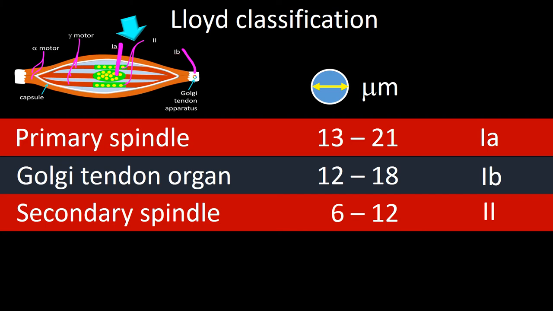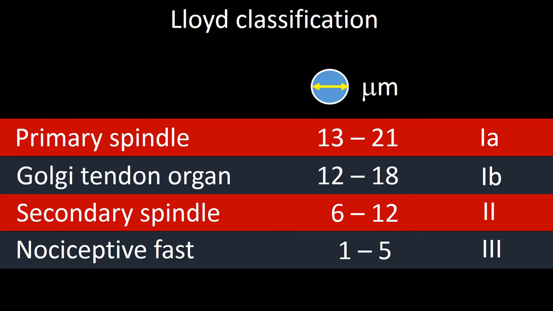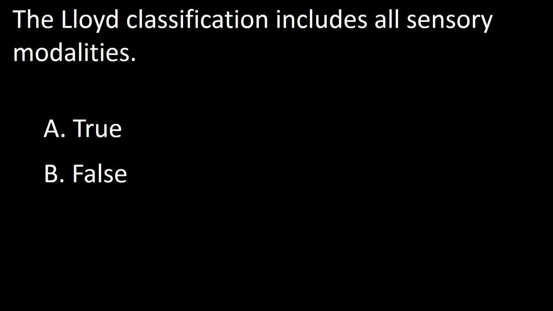They also arise from the muscle spindle, but they arise from the nuclear chain fibers. Those fibers with a diameter of 1 to 5 micrometers are labeled type 3 and classified as fast nociceptive fibers. And those measuring from 0.5 to 2 micrometers are classified as type 4 and labeled slow nociceptive fibers. As we previously mentioned, the primary spindle fibers are by far the fastest conducting fibers in the body. So the answer to this question is true.